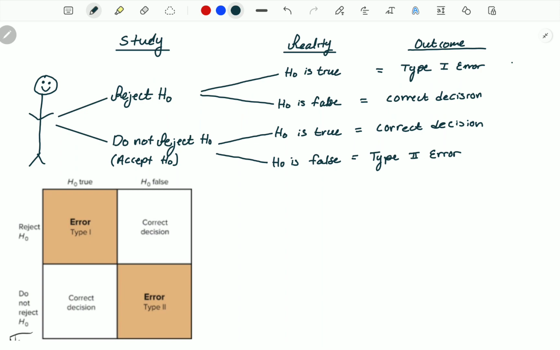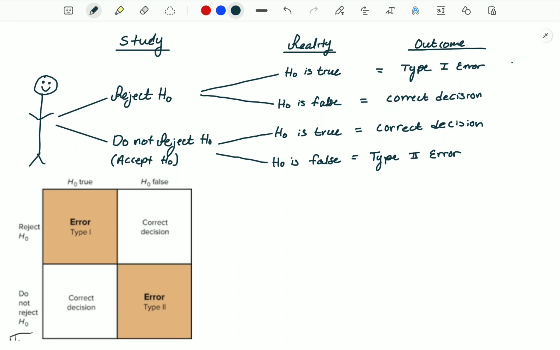And then we have reality. Either reality shows the null is true or reality shows that the null is false. Then we have the outcome. So we can reference questions 17 and 18 from the last video to help us out with this problem. If you are rejecting the null, but the null is true, that is a type 1 error. As you can see, reject the null, null is true, type 1 error. If we reject the null hypothesis and the null is false, that is a correct decision because we are rejecting false information.